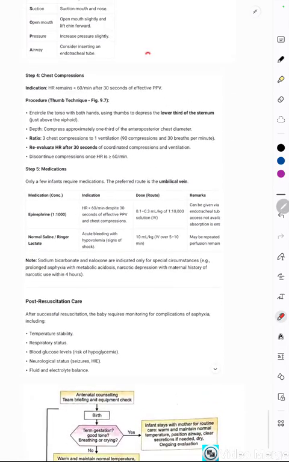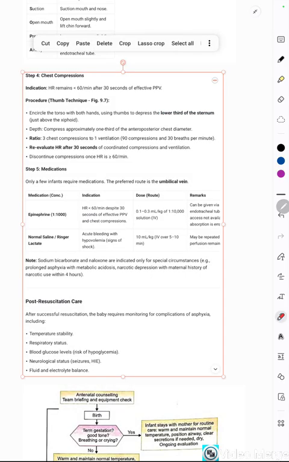So an endotracheal tube of 2.5 mm to 3.5 mm diameter is used for ventilation. If, after using an endotracheal tube, the heart rate falls to less than 60, then start chest compressions. The chest compression consists of the two thumb technique. The two thumbs are used to depress the lower 1/3 of the sternum, just above the xiphoid process.